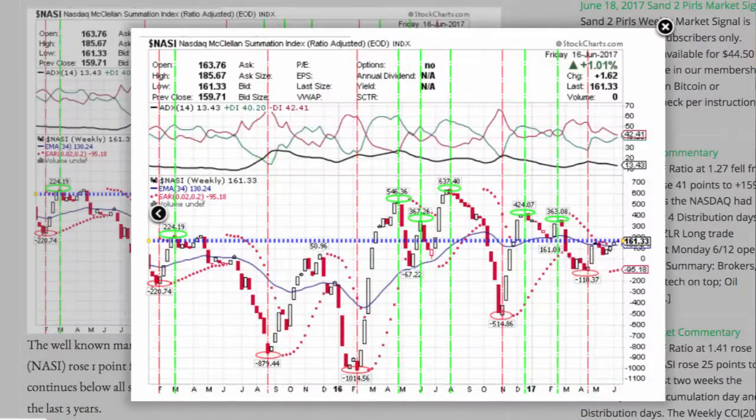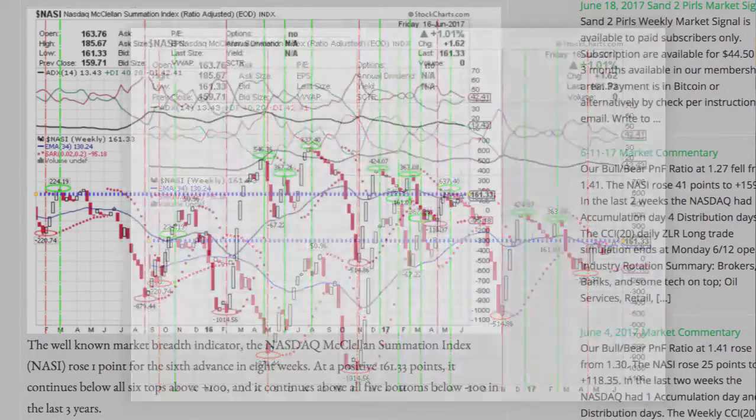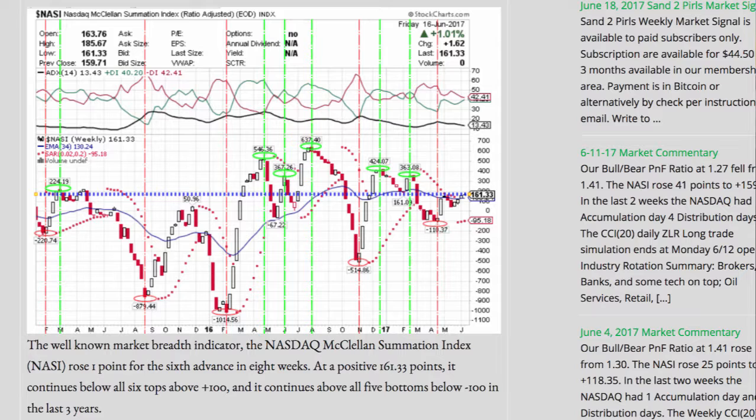The well-known market breadth indicator, the Nasdaq McClellan Summation Index, rose 1 point for the 6th advance in 8 weeks. At a positive 161.33 points, it continues below all 6 tops above plus 100 and continues above all 5 bottoms below minus 100 in the last 3 years.